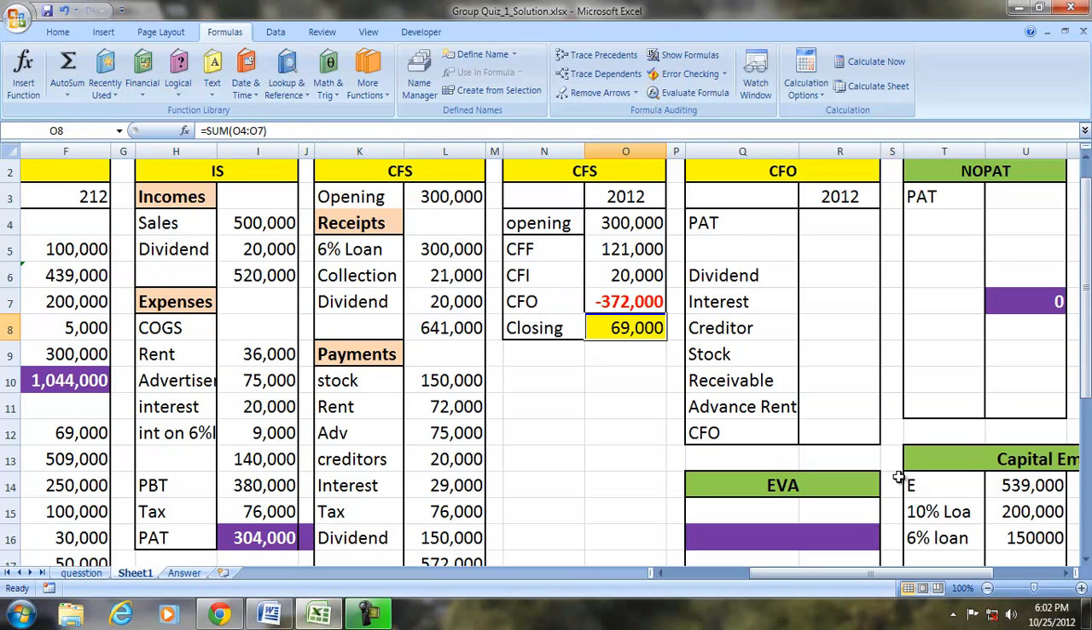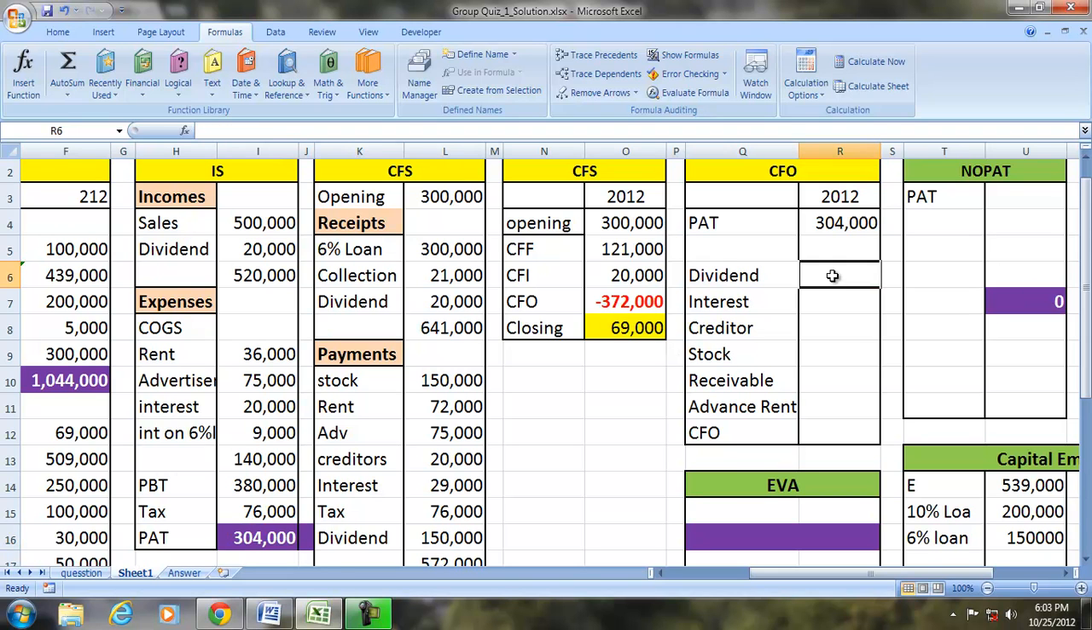That takes us to the second question. Another related issue is, when the PAT is 304,000, why is the CFO negative 372,000? That can be answered by reconciling CFO with the PAT. We know that PAT is not equal to CFO because of the non-operating items, the non-cash items and the credit items, which are also called the changes in the operating working capital.